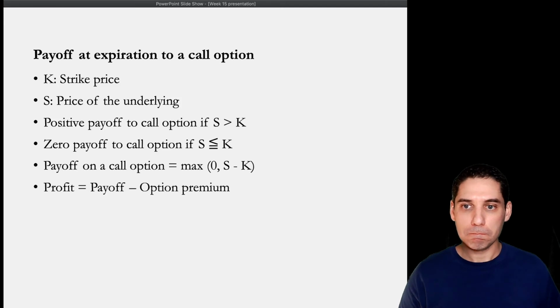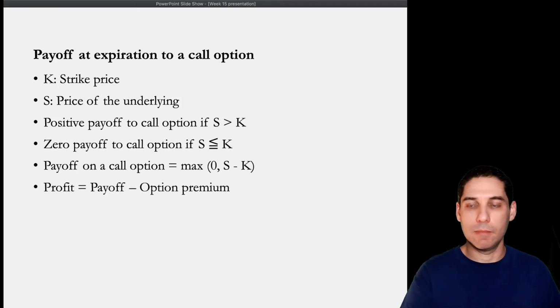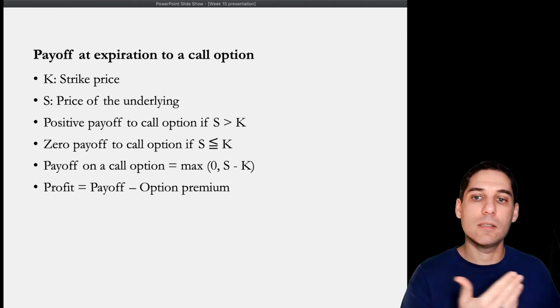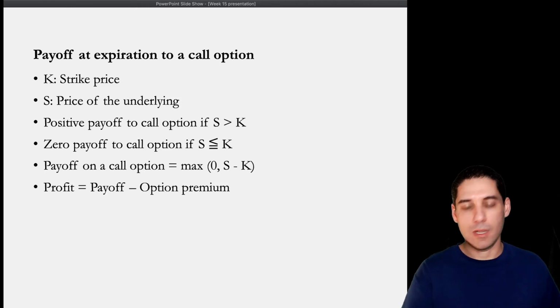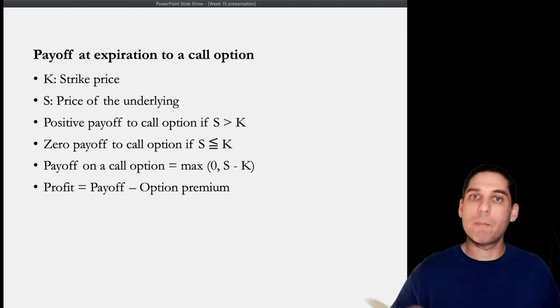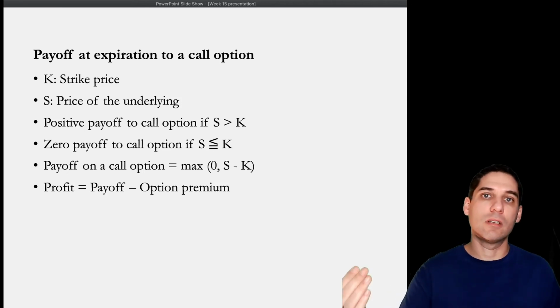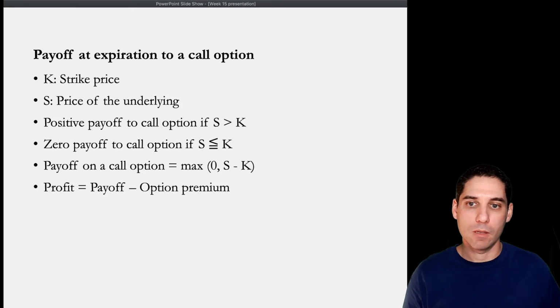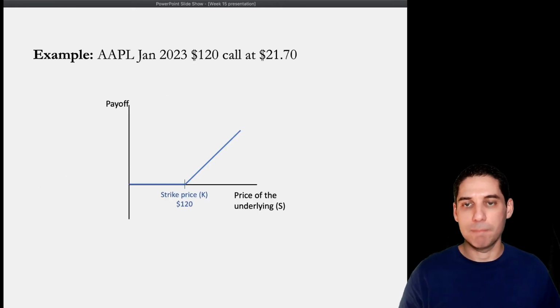And this is just the payoff, what's going to happen when you exercise. But there's a cost to options. So profit is the difference between the payoff and the premium you pay for the option. Hopefully the payoff is going to be large enough to cover the premium you paid when you bought it. So that will dictate our profit.